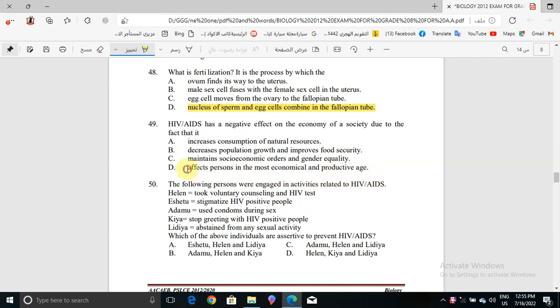The correct answer will be: affects persons in the most economical and productive age. Because it says HIV/AIDS has a negative effect on the economy of a society due to the fact that it would affect persons, of course, in the most economical, because we are asking about the economy of a society, economical and productive age.